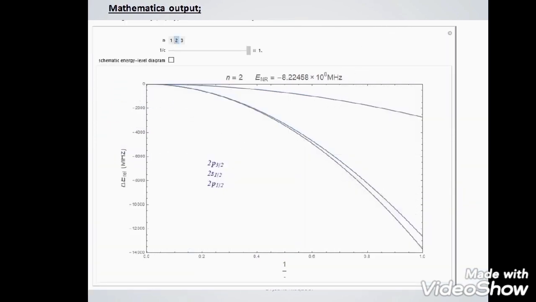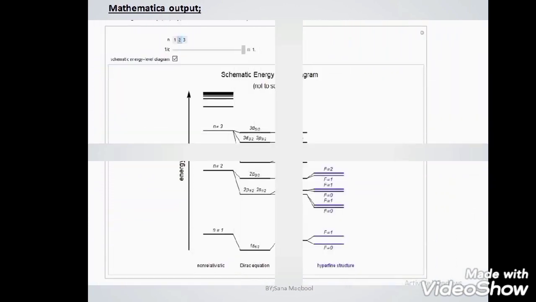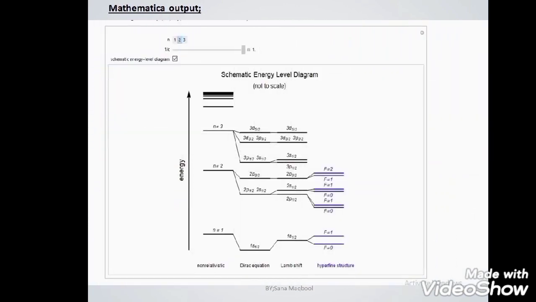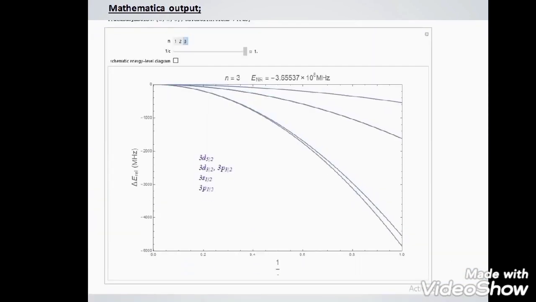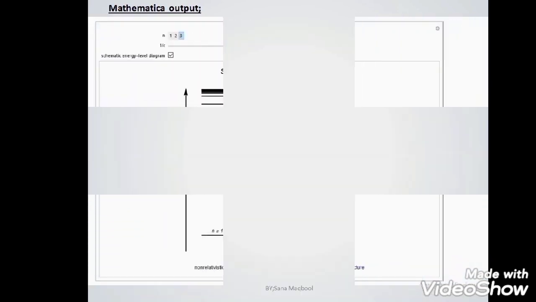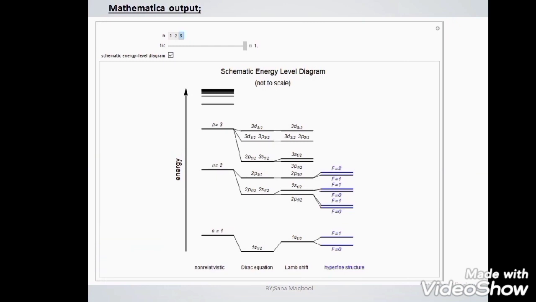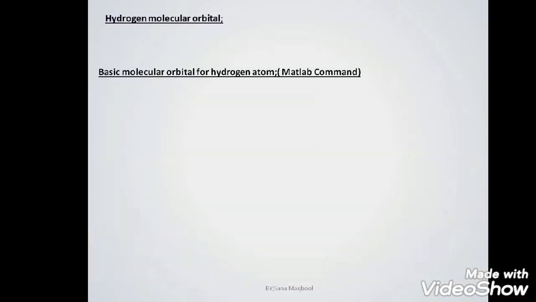Similarly, when n is equal to 2, this is our graph, and the schematic energy level diagram is this one, and when n is equal to 3, the schematic energy level diagram is this one. For n is equal to 1, the non-relativistic part is shown, then the Dirac equation part, then the Lamb shift, and the last one is the hyperfine structure.